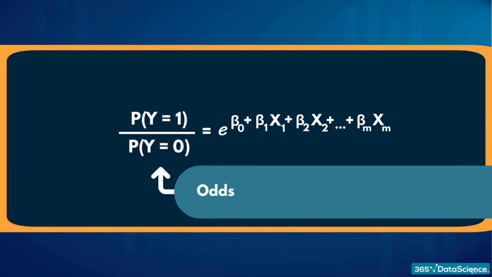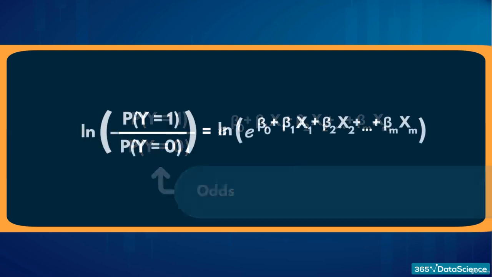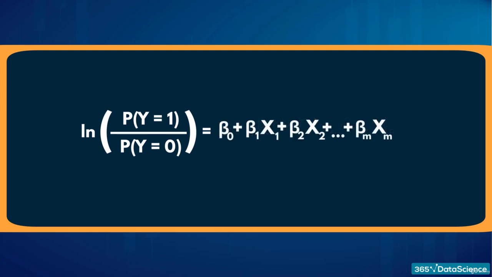So the odds are equal to this exponential expression. We know that the log is kind of the opposite of exponential, so I'll take the log of both sides. What we get is a very elegant model. The log of the odds is equal to a linear model.